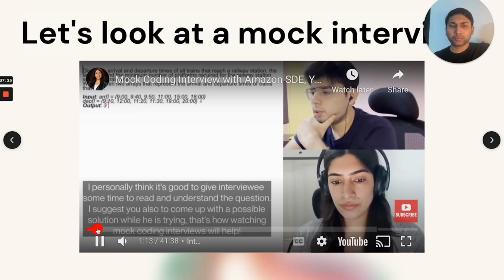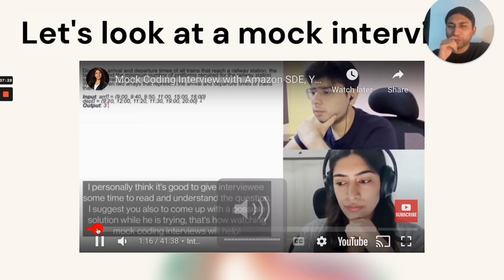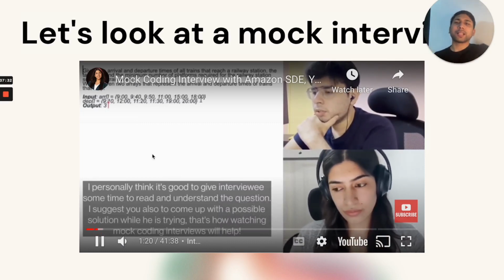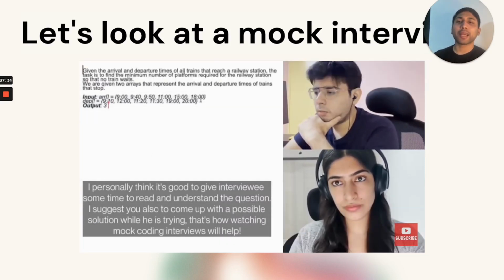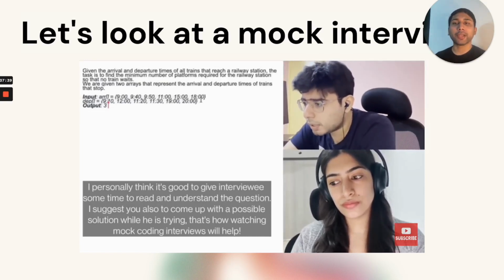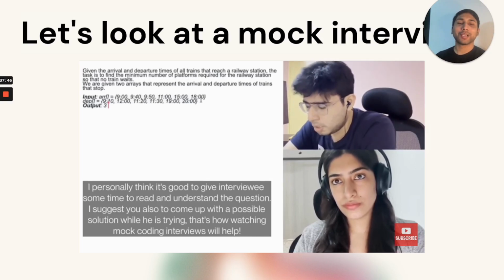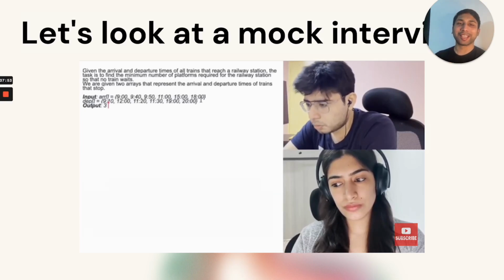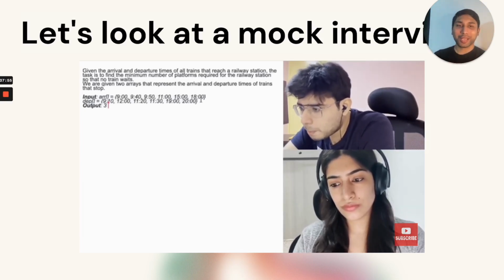The task is to find the minimum number of platforms required. So the problem statement is that there are trains coming, arrival times are given, departure times are given, and you have to return the number of platforms that would be required, right? As you can see, the ideal situation would have been for the interviewee to face the interviewer, right? Which is not happening in this case. So make sure if you are an interviewee, you are facing the interviewer.